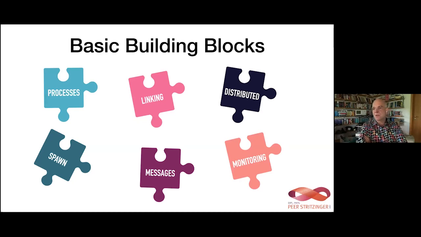What kind of building blocks do we get in Erlang, ignoring OTP for now? Really basic building blocks. The most basic one is the process. We can spawn them, we can link them, tie the fate together, we can monitor them. Everything works. We send messages, which works nicely in a distributed way.